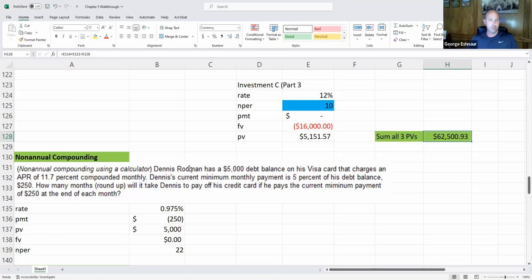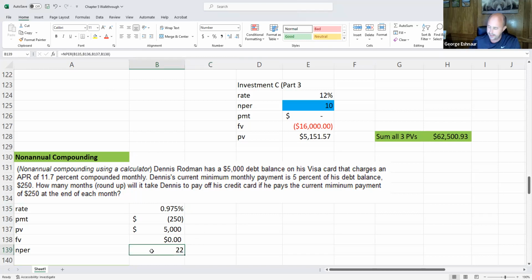Somehow basketball player Dennis Rodman, I assume that's who it is, has a $5,000 debt balance on their Visa card at 11.75 or 11.7% interest. The current minimum monthly payment is 5% of his balance, which is $250. How many months, rounding up, will it take Dennis to pay off his credit card if he pays the minimum of $250 a month?